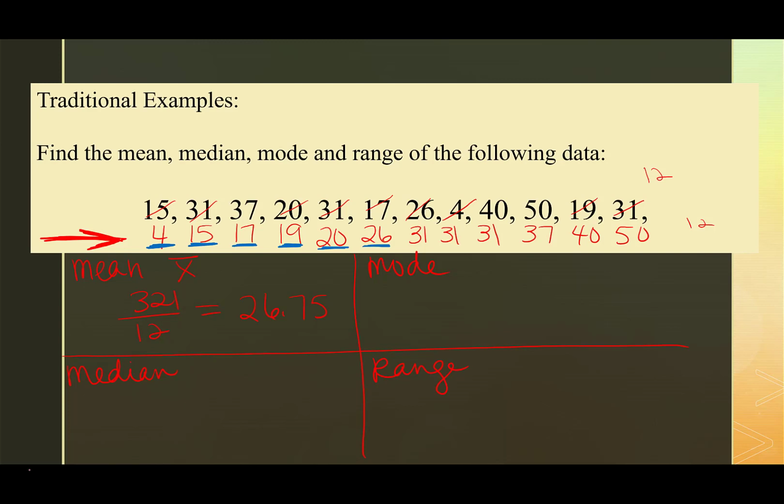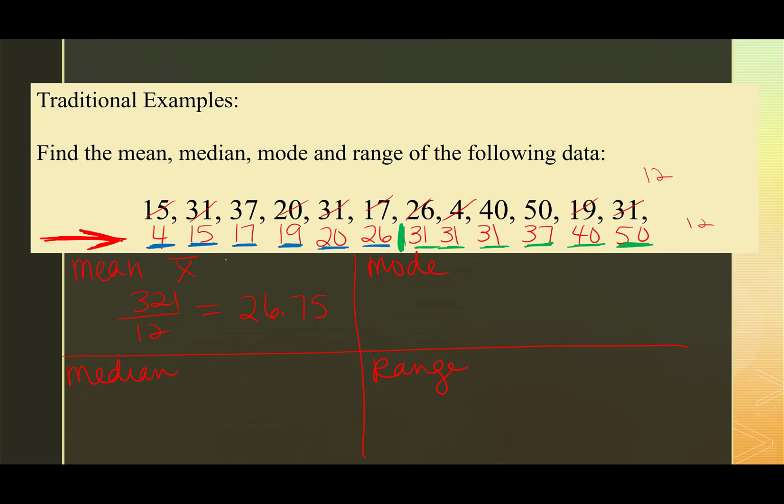I've underlined those in blue. I'm going to do the same thing, but I'm going to start with the highest value and underline 6 in green. 1, 2, 3, 4, 5, 6. Notice that the exact middle is actually not even one of our data points. But this is the exact center of the 12 data points that were given in this example.